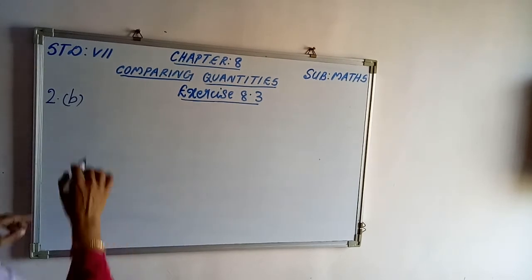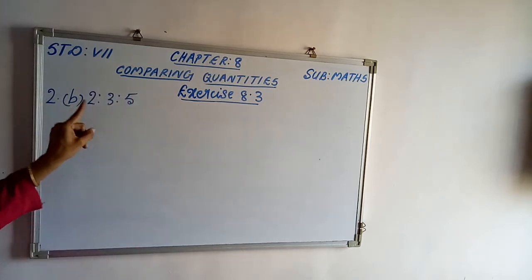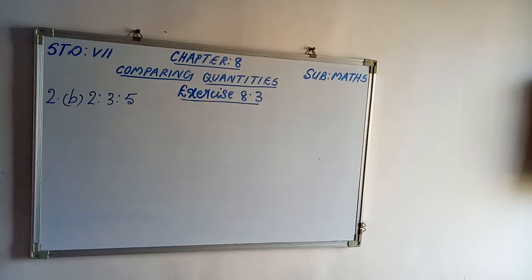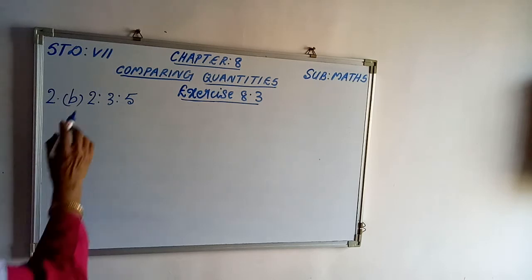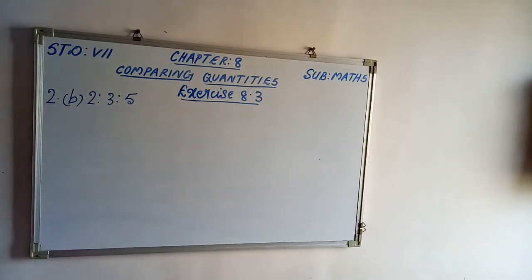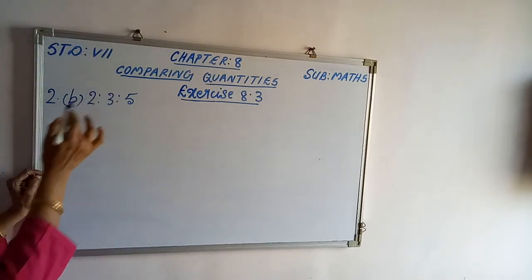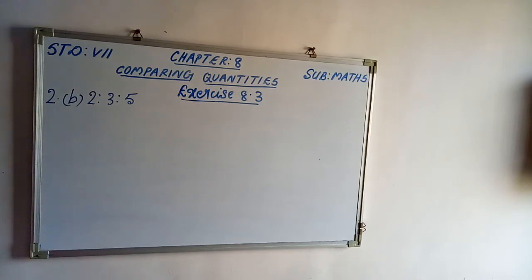Now in B, the question is 2 is to 3 is to 5. First, what will you write? Number of equal parts. How many parts are there? 2 plus 3, 5. 5 plus 5, 10. So as we did in the previous sum, same way, first we will find out the fraction of the first part of the ratio. Which is the first part? 2. Out of total 10. 2 upon 10. That is the fraction of the first part. Then you find out its percentage.